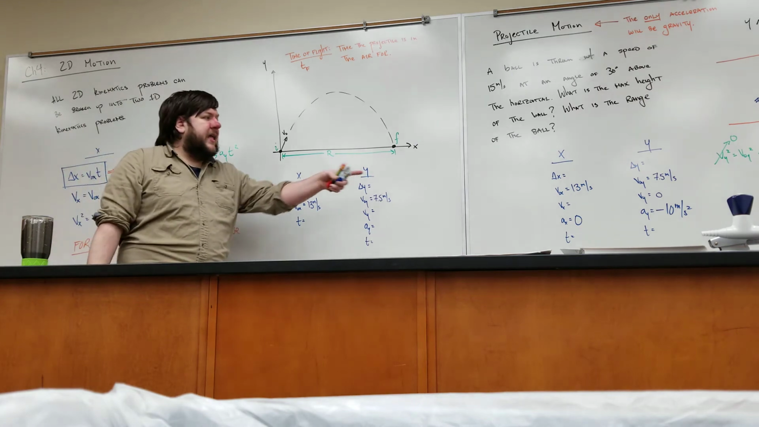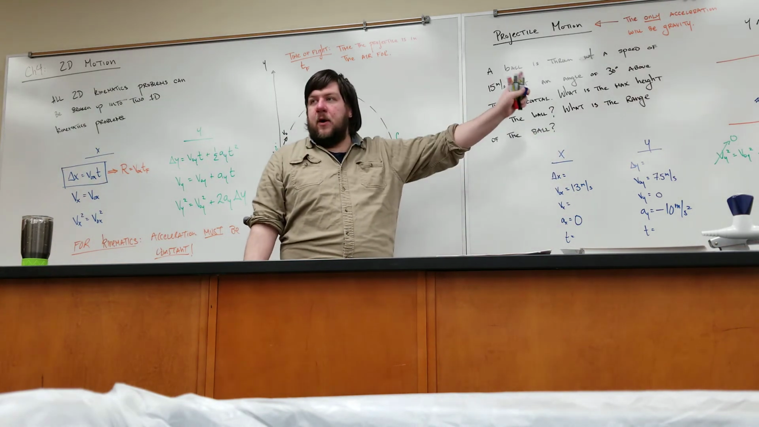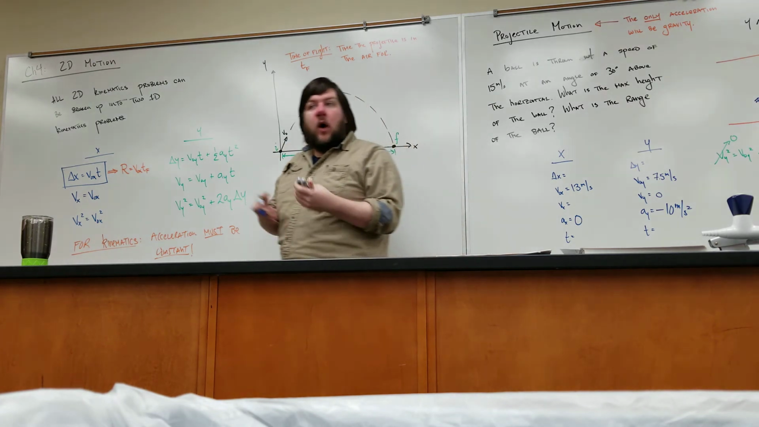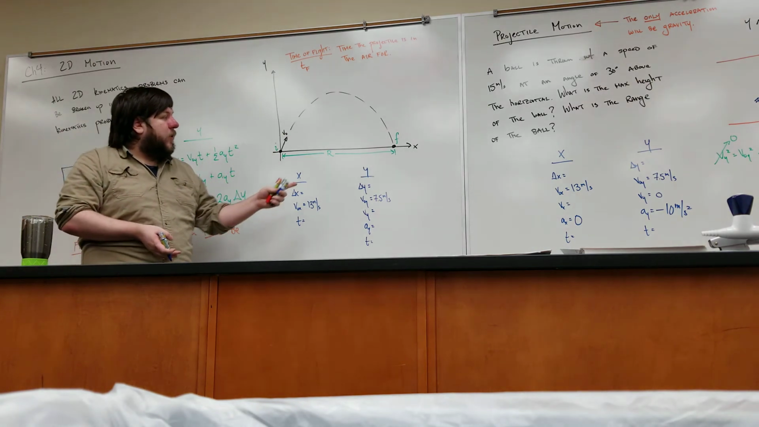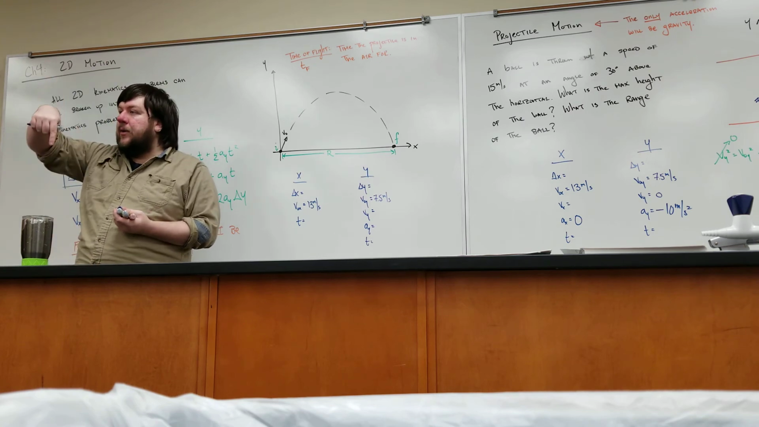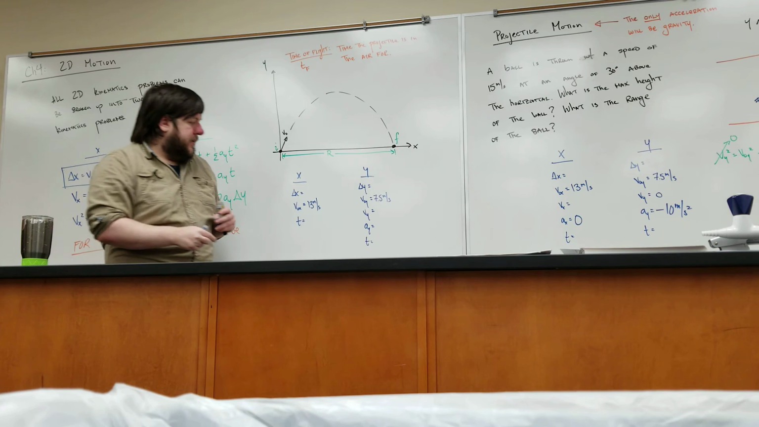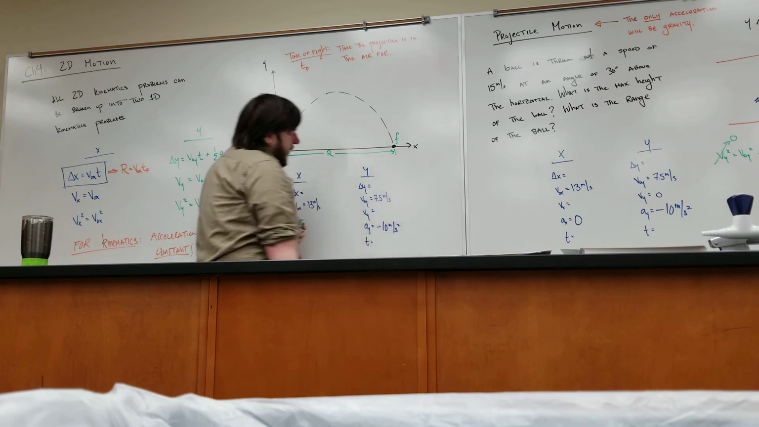What about the acceleration in the y direction? Should that change between part A and part B? No. Acceleration is just gravity. It's always gravity. It doesn't matter where you set your initial point or your final point. The acceleration is just going to be down at 10. So acceleration in the y direction is still going to be negative 10 meters per second squared.